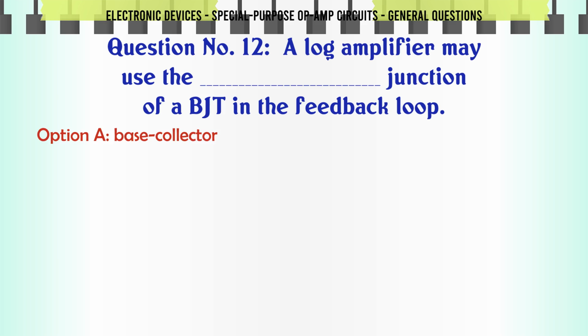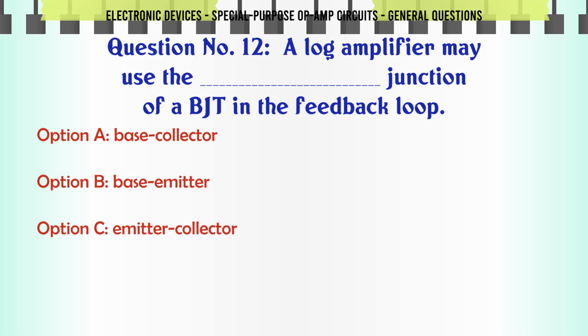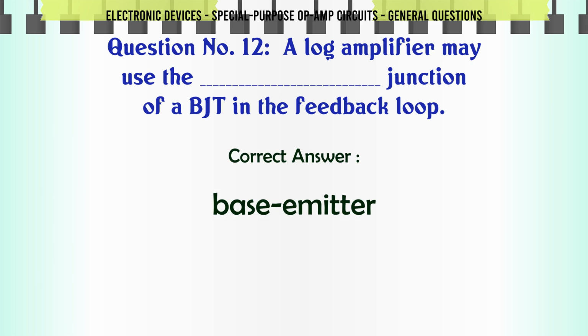A log amplifier may use the junction of a BJT in the feedback loop: A. Base collector, B. Base emitter, C. Emitter collector, D. Emitter ground. The correct answer is base emitter.